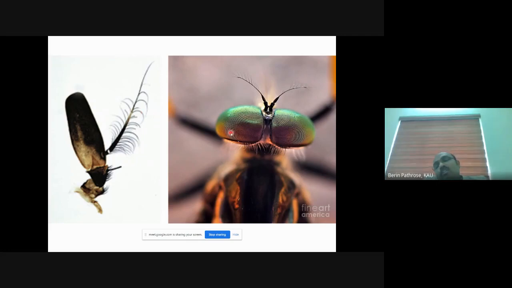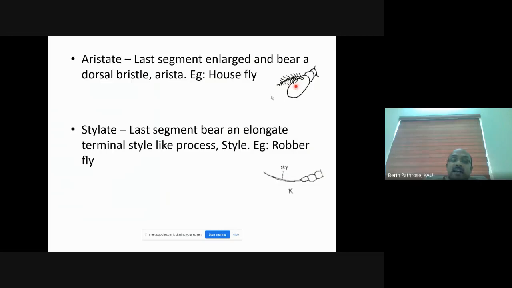And the last modification is stylate antenna. The stylate antenna is seen in the case of robber flies. This is another kind of fly called a robber fly. And you can see the terminal segment of the antenna is elongated into a style-like process, a thin style-like process. That is the case of stylate antenna.